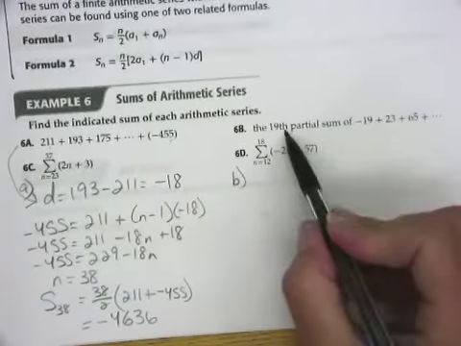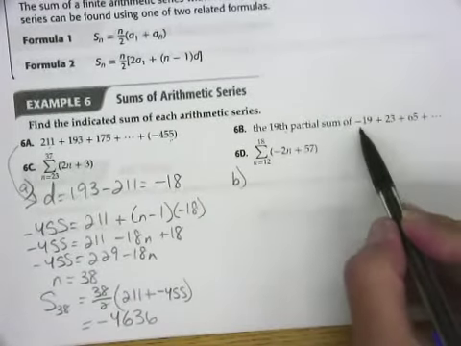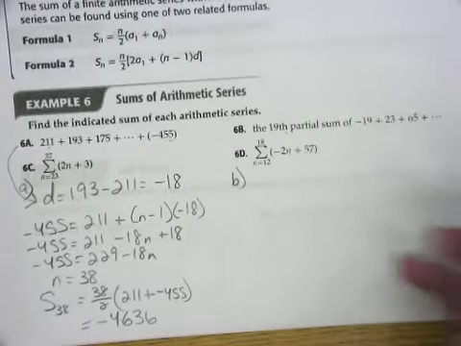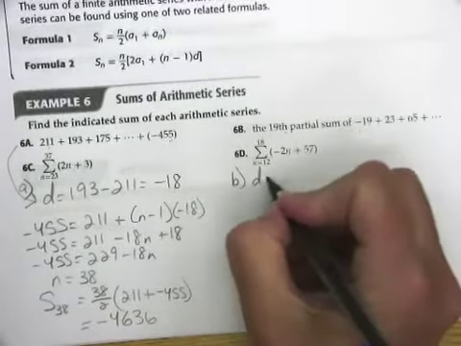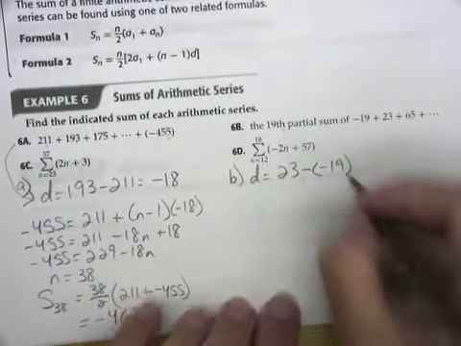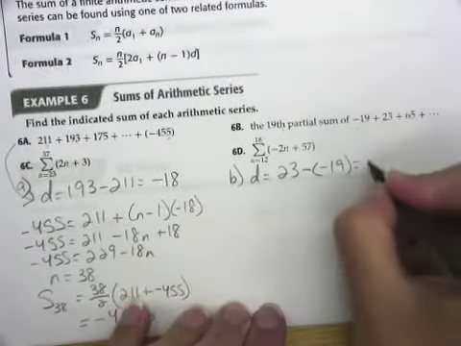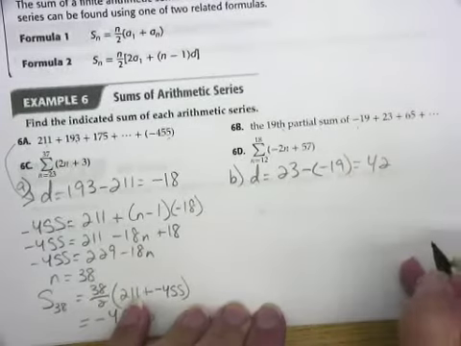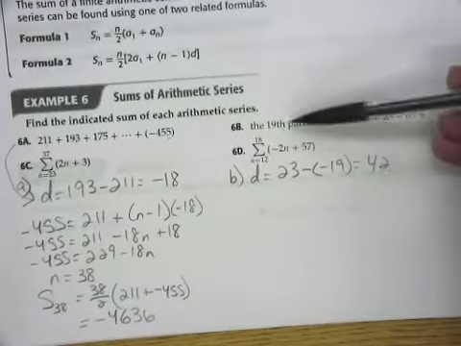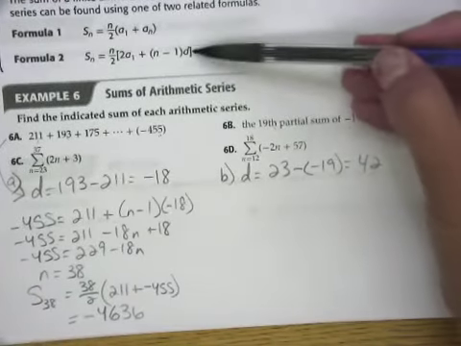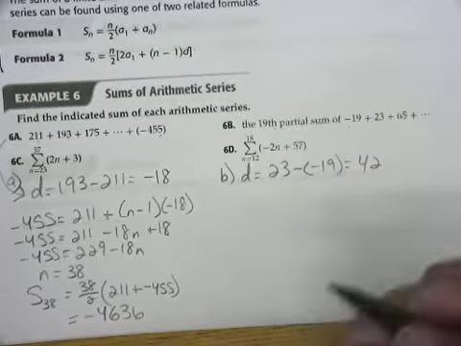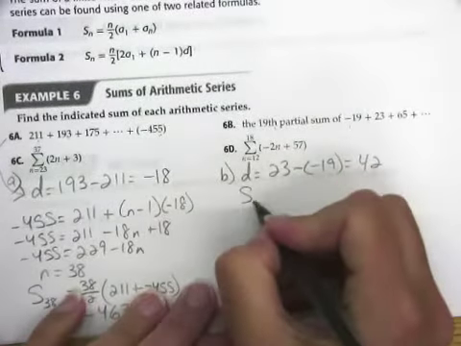Part B, I know how many terms there are. I know what my first term is, and I could very easily find my common difference. My common difference will be 23 minus negative 19. So that's 42. And now that I know my common difference, and I know how many terms I'm adding, and I know what my first term is, this formula actually presents itself as the easier formula to use.